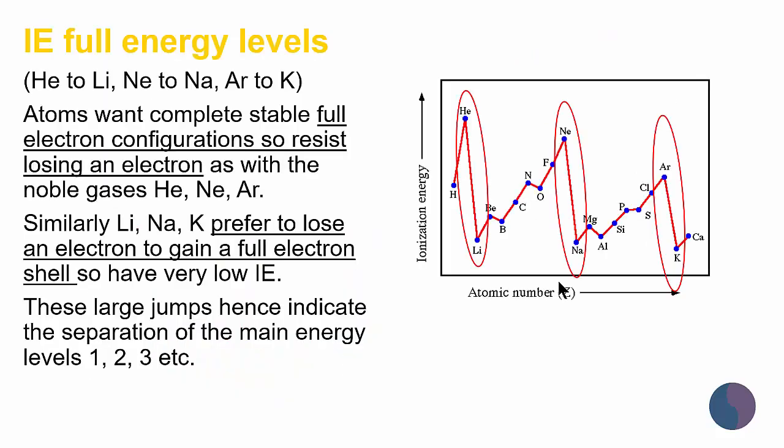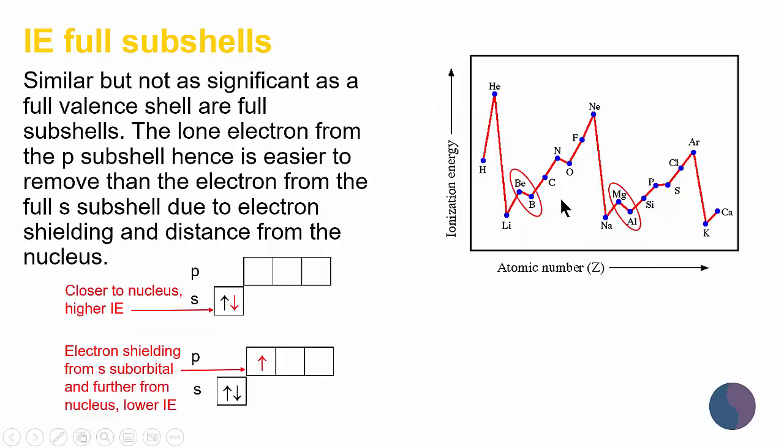Now, the shells, which we've talked about before, these large jumps are because this is in one shell and they're a lot harder to remove. But when you jump to another shell, it's a long, long way away with only 1 proton increase, but a huge distance increase, and so it's much, much easier. So these large jumps indicate the shells, the energy levels.